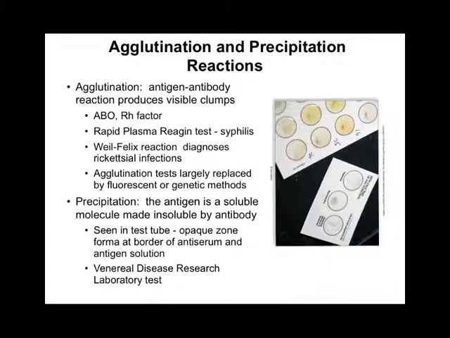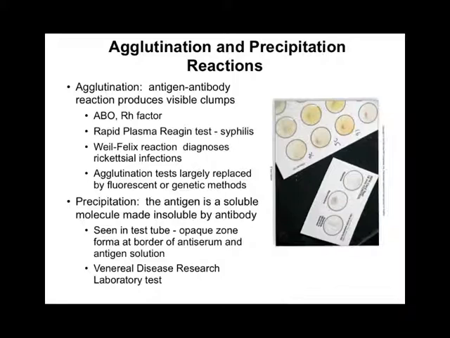Precipitation reactions happen in a test tube. This is where the antigen is a soluble molecule that's made insoluble by the antibody. In this case, you have an antiserum placed over a particular antigen solution, a very gentle placement. And at the border, where the antiserum sits on top of the antigen solution, there might be an opaque zone if the reaction is positive.